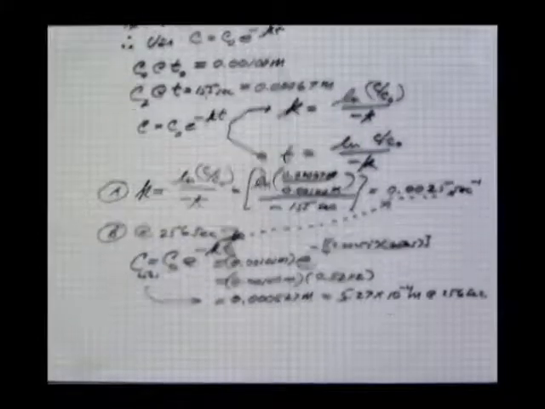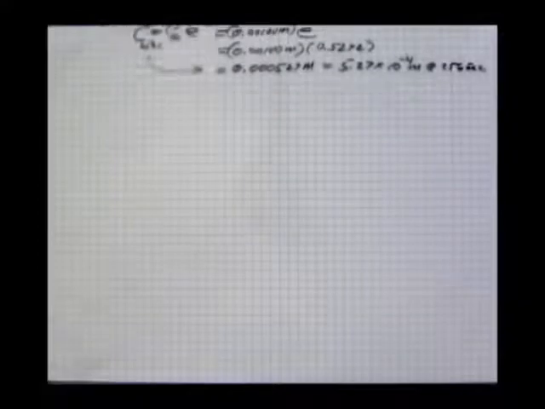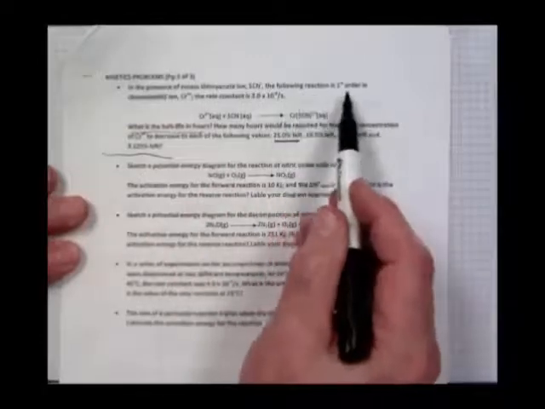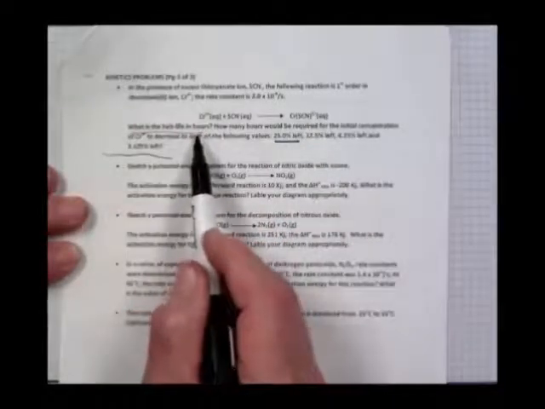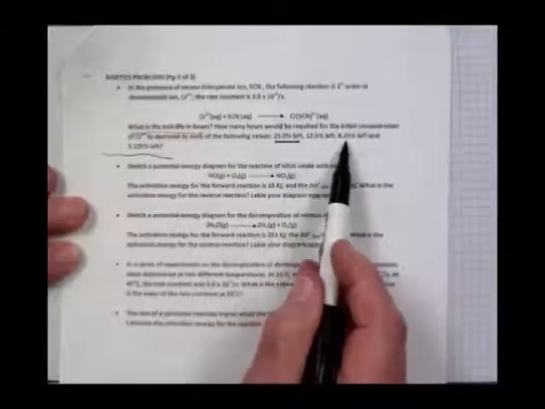Now the last problem in this set deals with half-life and the interpretation of half-life. What I'm going to do is illustrate this one. It says, in the presence of excess thiocyanate ion, the following reaction is first order in the chrome 3. The rate constant is 2 times 10 to the minus 6 per second. Here's the equation. What's the half-life in hours? How many hours would be required for the initial concentration of chrome to decrease to 25% remaining, 12.5% remaining, 6.25% remaining, and 3.125% remaining?